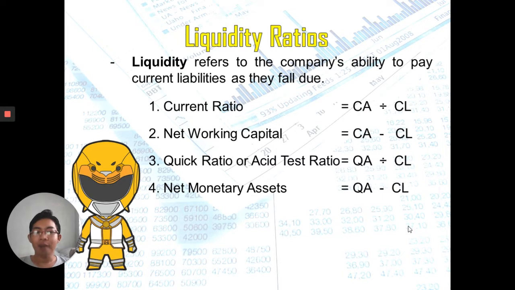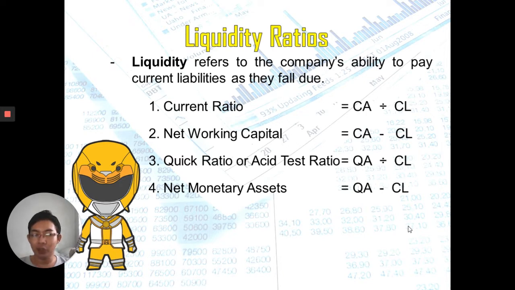As you can see, these 4 ratios are siblings. Why? Because they have the same last name, which is CL. CL stands for current liabilities. Now, the current ratio and net working capital have the same first name, which is CA or current assets. They differ only in operation. The current ratio is current assets divided by current liabilities, while net working capital is current assets minus current liabilities.